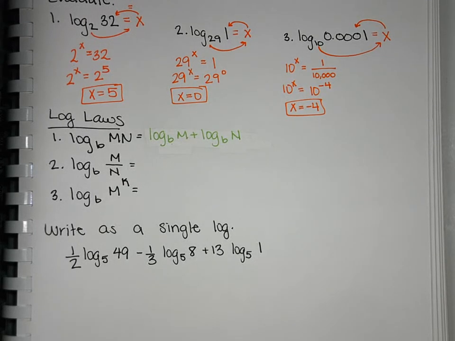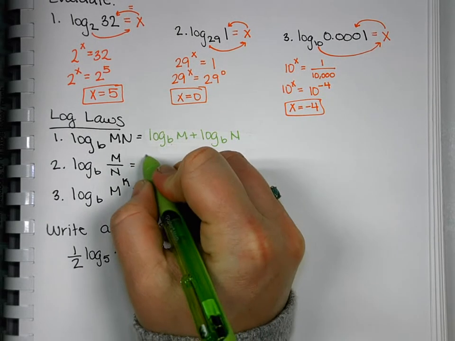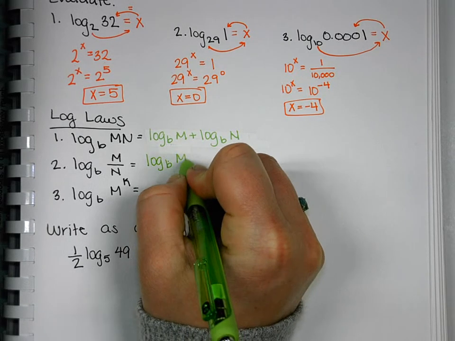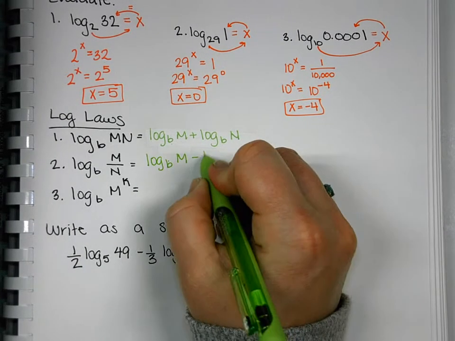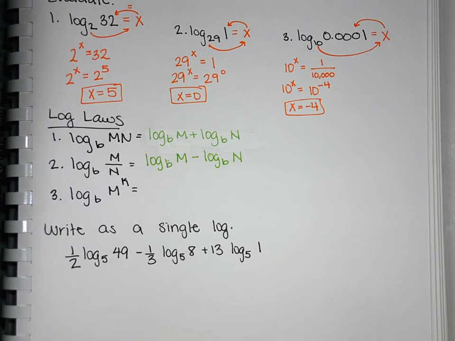For division, so if you have a fraction in your log, you can separate it by doing log base b of your numerator minus log base b of your denominator. So very similar to the multiplying, except that we're going to subtract the logs and we get an equivalent statement.